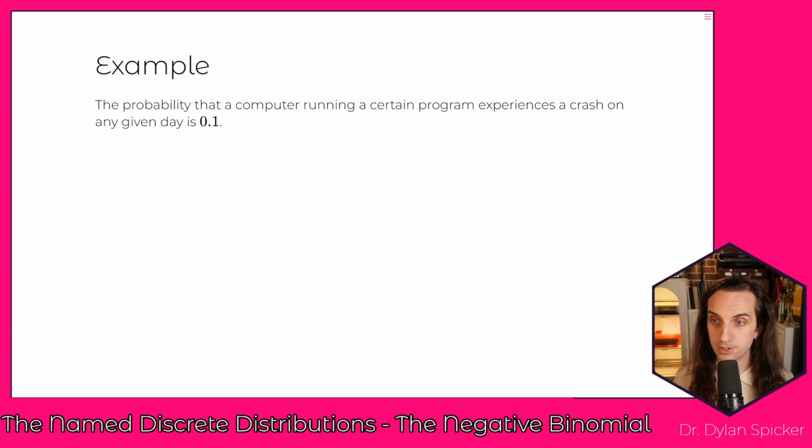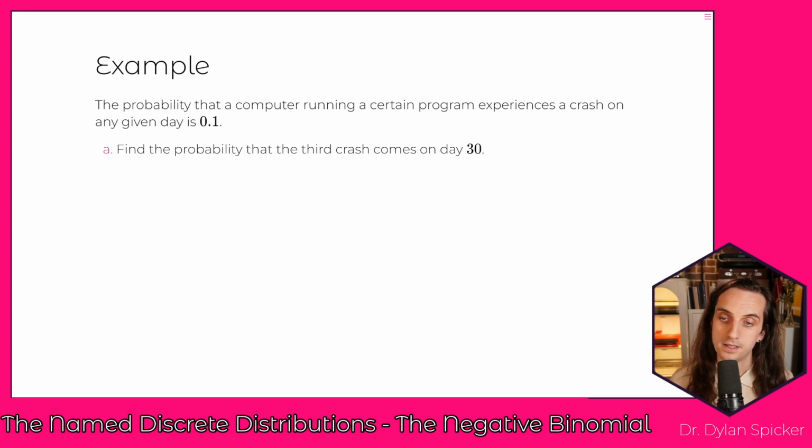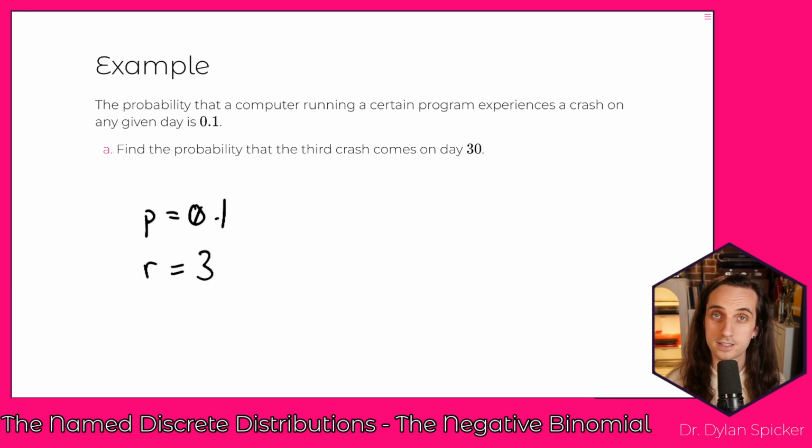Here we have a computer that is running a certain program, and the probability that it crashes on any given day is 0.1. Okay, so what's the probability that the third crash comes on day number 30? Okay, and so in this case, we're going to be repeatedly running this program every single day. Each day, there's a 0.1 probability that it's going to crash. Here we want to know, well, what about the third crash, right? r is equal to 3.